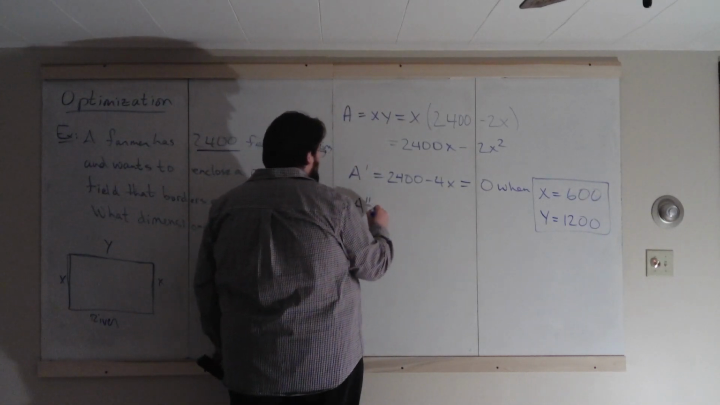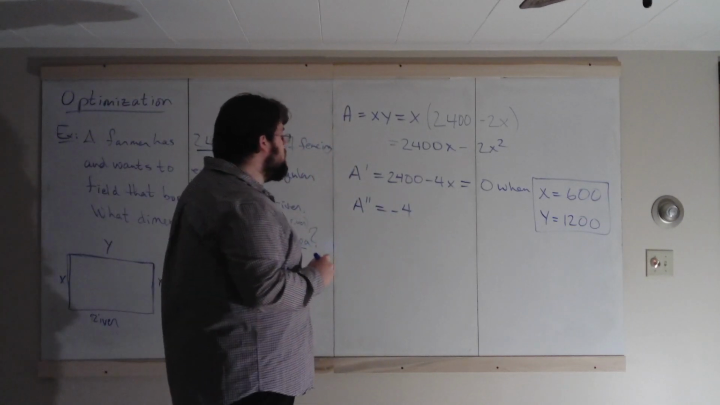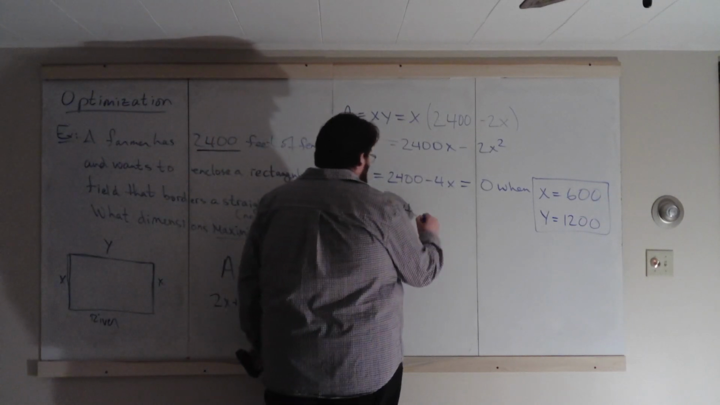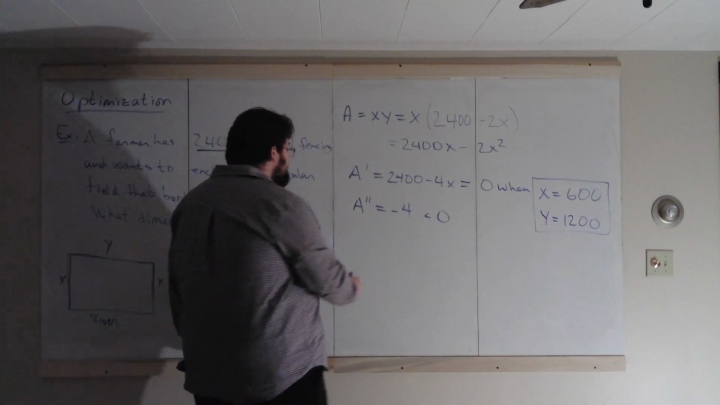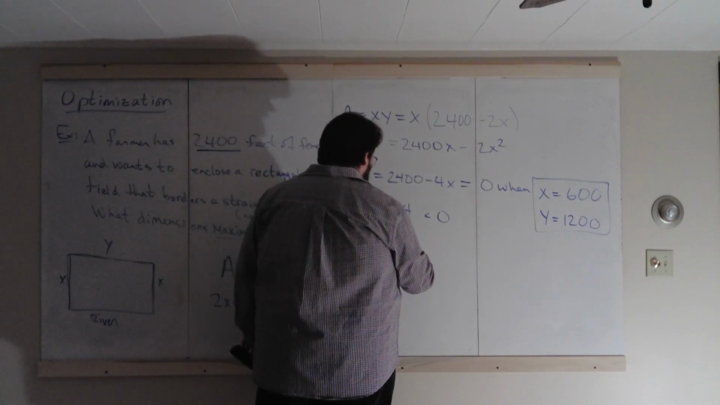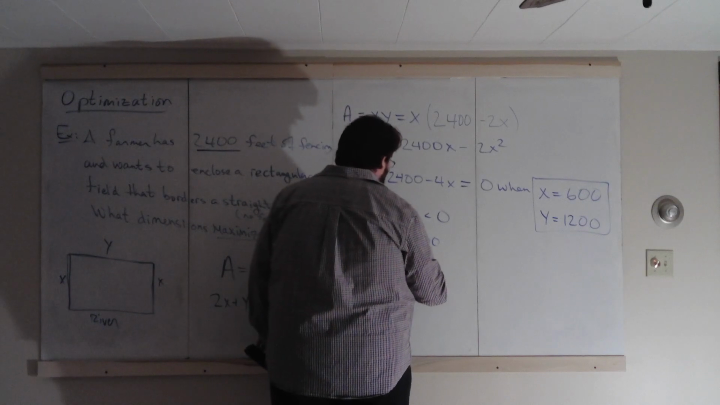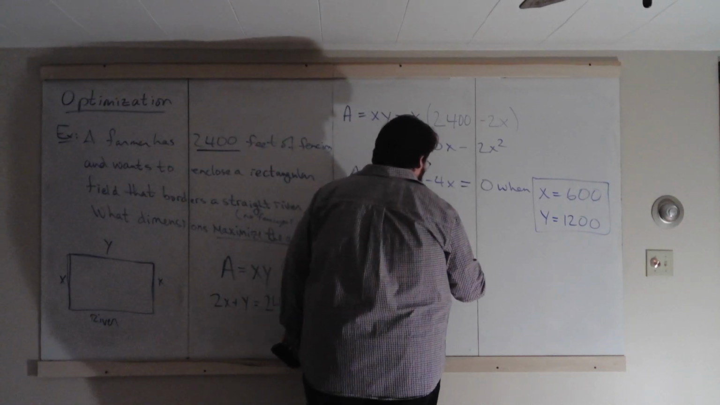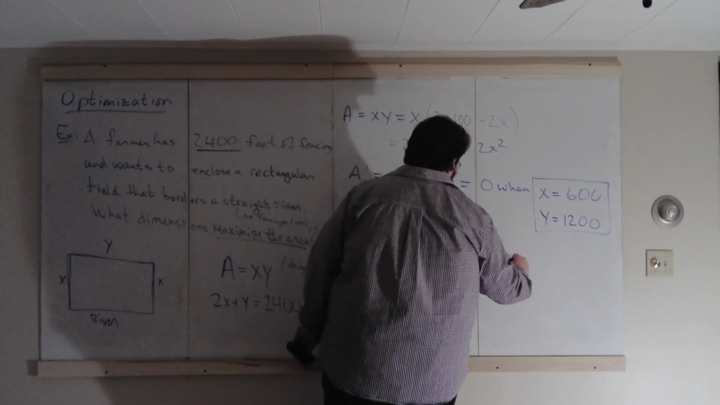A double prime equals what? Negative 4, which is a negative number. The second derivative is negative. So x equals 600, y equals 1,200, gives a maximum.